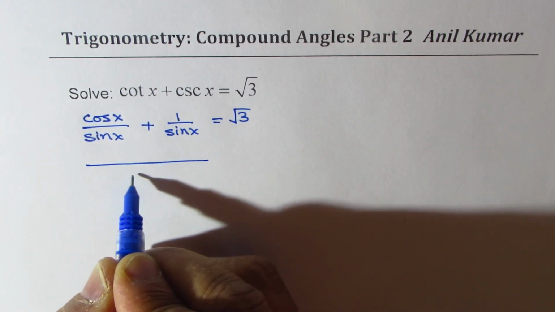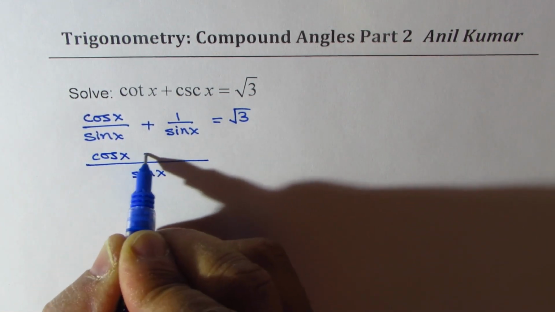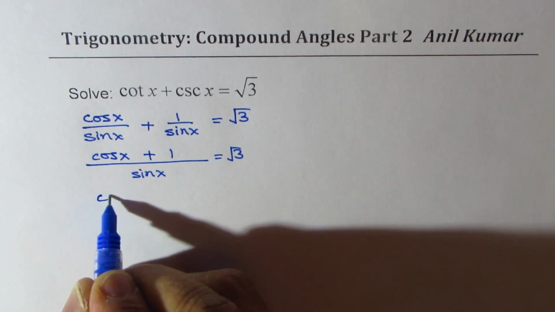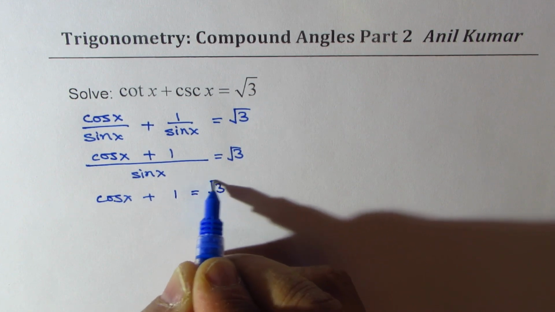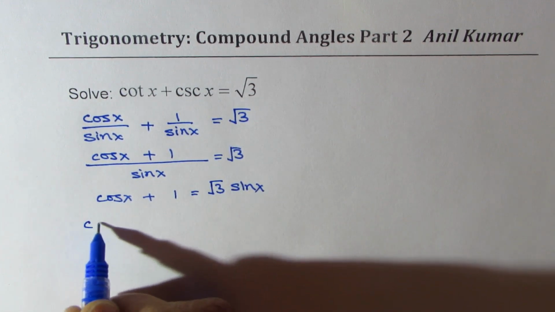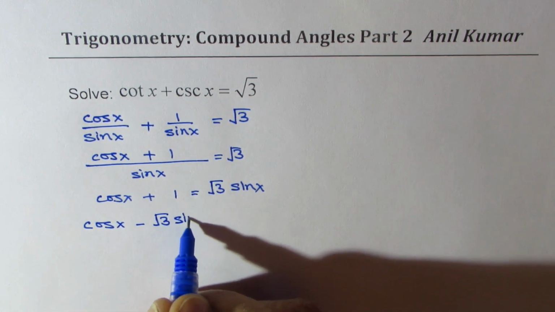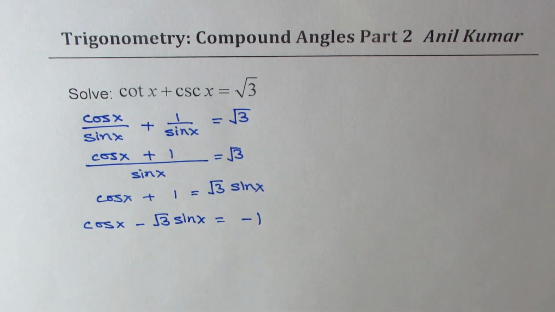We can take sine x as common. We get cos x plus 1 equals square root of 3. Cross multiply, so we have cos x plus 1 equals square root of 3 times sin x. Bring cos and sin together, we have cos x minus square root of 3 sin x equals minus 1. And now this is similar to the previous question, right?